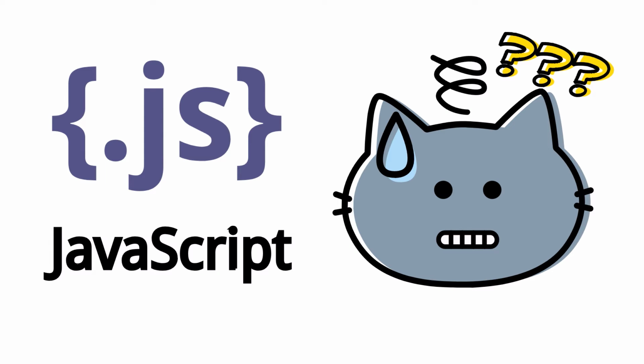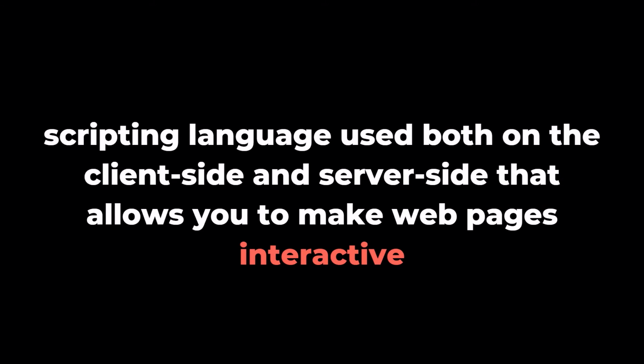But what about JavaScript? What exactly is JavaScript? Well, this is what we call a scripting language used both on the client side and the server side that allows you to make web pages interactive. So your website will typically be the client side, but then your website also has a web server. That's what we call the server side. So whenever we're trying to create any sort of interaction on our site, we're going to make use of JavaScript.